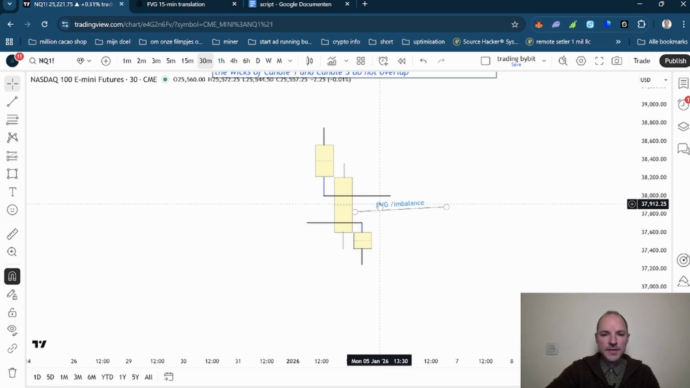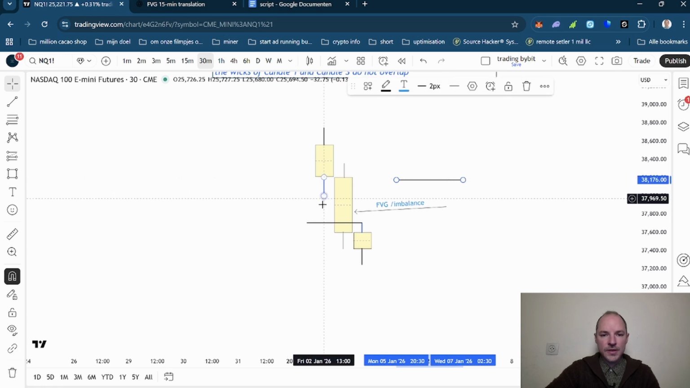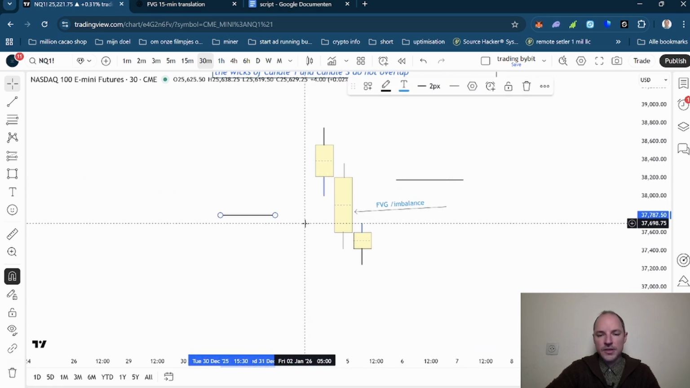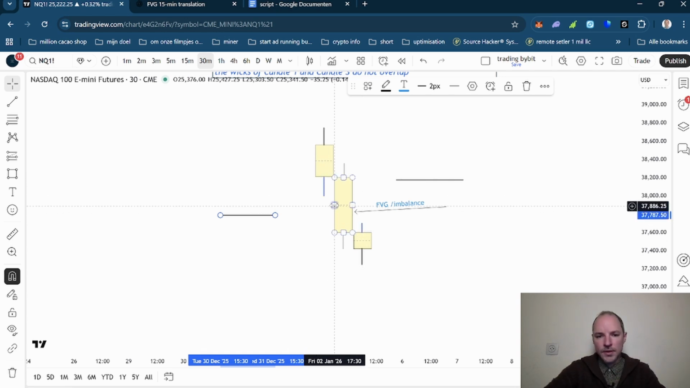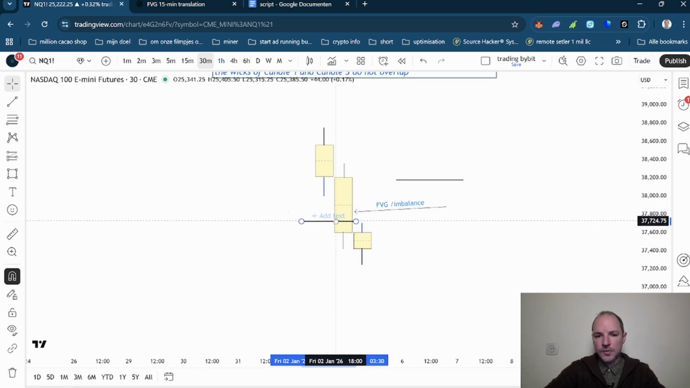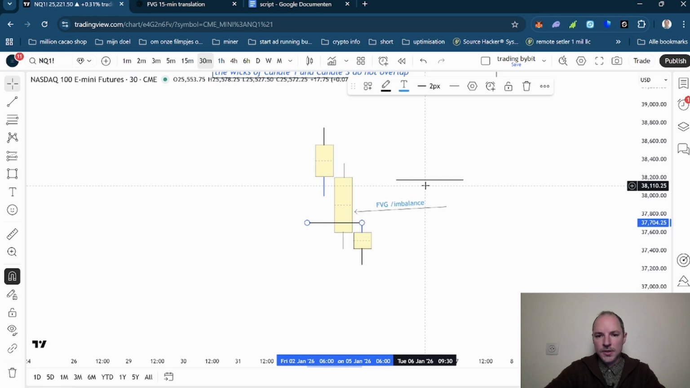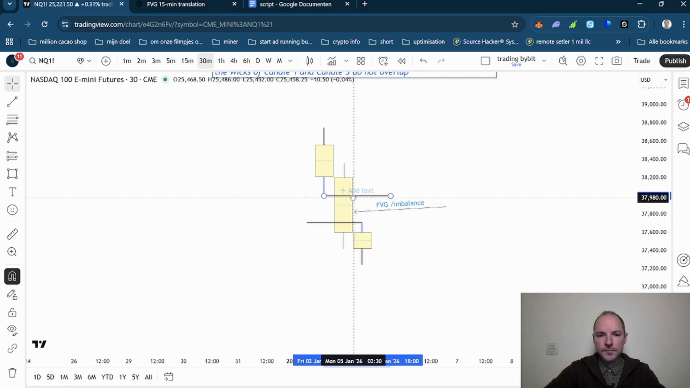Now, the fair value gap itself, I already marked it out. I've drawn them in blue especially so that you can see what happens. Here, you can see exactly, we have a blue wick down and a blue wick up. These 2 wicks do not touch each other. So I've drawn a line over them so that you can see it clearly. And the space in between those 2 wicks is a fair value gap or an imbalance.